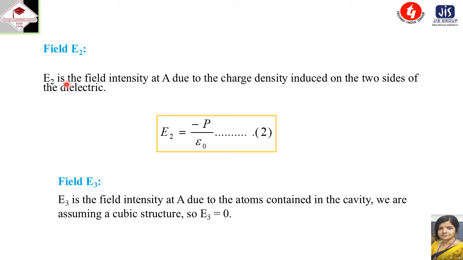Now E2. E2 is the field intensity at A due to the charge density induced on the 2 sides of the dielectric. Now E2 equal to minus P by epsilon 0. We are taking this second electric field as equation number 2. Now the third field, that is field E3. E3 is the field intensity at A due to the atoms contained in the cavity. We are assuming a cubic structure, so E3 we are taking as 0.